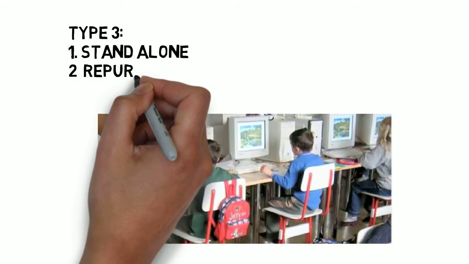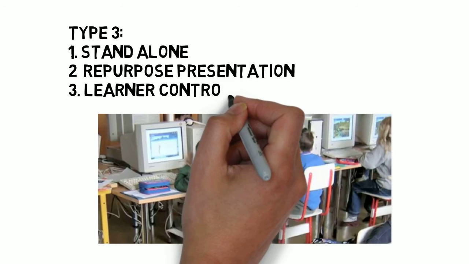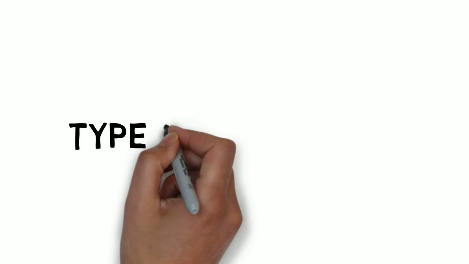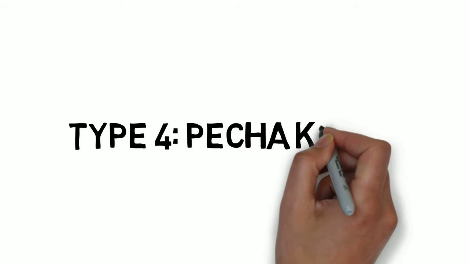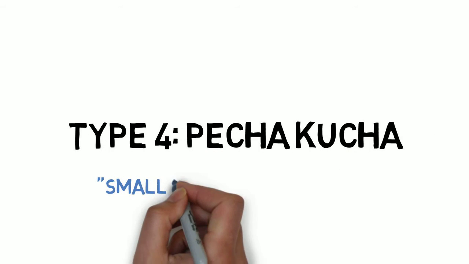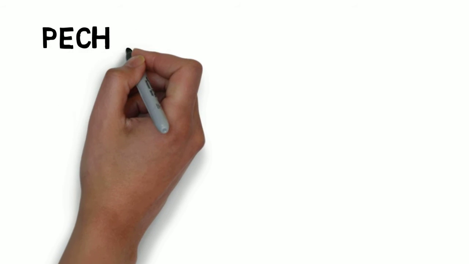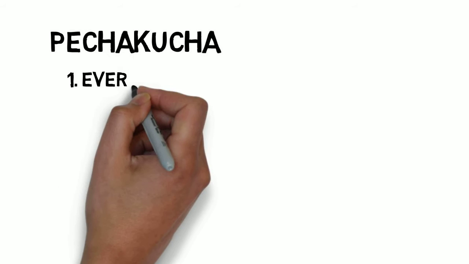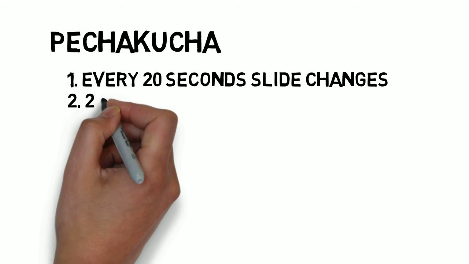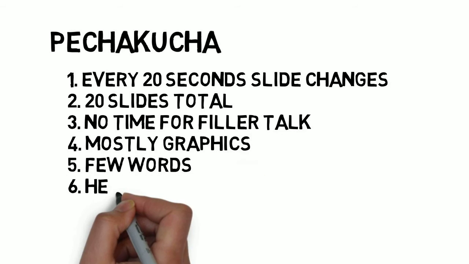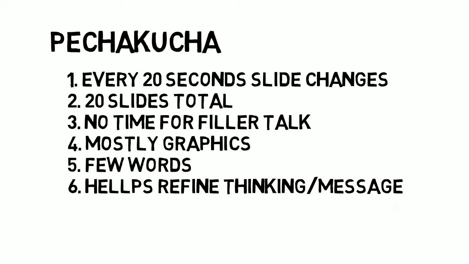A third type is taking any of your presentations and repurposing them so that learners can control what they see. Of course, another type is what we call the pecha-kucha. Pecha-kucha means small talk in Japanese, and this was invented to actually keep people from speaking too much. Every 20 seconds you'll see slide changes and no time for fillers. Few words, and it really helps people refine their message.